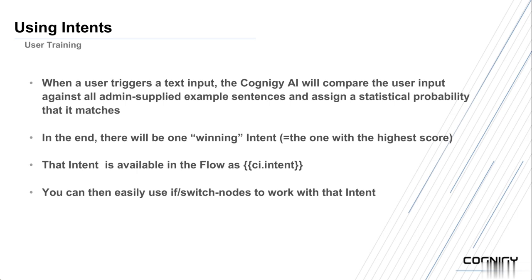When a user triggers a text input, the Cognigy AI will compare the user input against all admin-supplied example sentences and assign a statistical probability that it matches. In the end, there will be one winning intent, which is the one with the highest score. That intent is available in the flow as ci.intent. You can then easily use if and switch nodes to work with that intent.